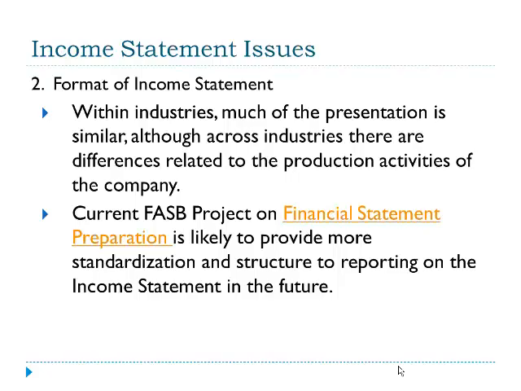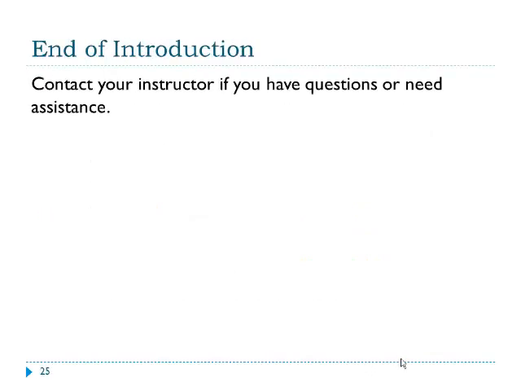Another income statement issue is the format of the income statement. Within industries, much of the presentation of income statements from company to company are similar. However, across industries, there are often differences related to the productive activities of the company. There's currently a Financial Accounting Standards Board project on financial statement preparation that's been postponed at the exposure draft stage and really hasn't been acted upon. But there is some indication that the Financial Accounting Standards Board is likely to provide more standardization and structure to the reporting of income in the future.